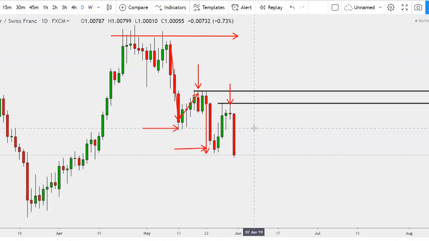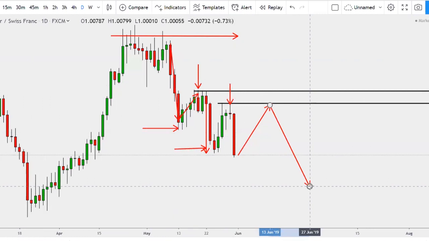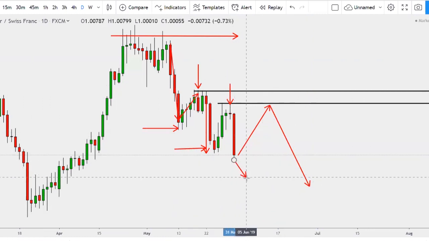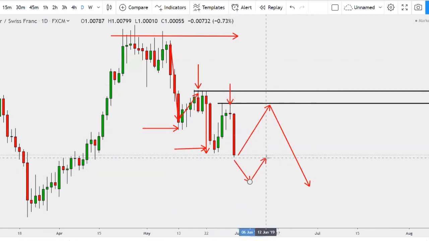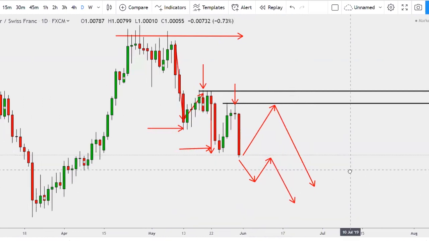So for me personally, I'm sell bias on this market. What I'll be looking for is to see how price continues to pull back either for a double top of the structure and a continuation to the downside, or simply forming a new clear lower low, lower high structure before I continue selling it to the downside. So for now, I'm sell bias.